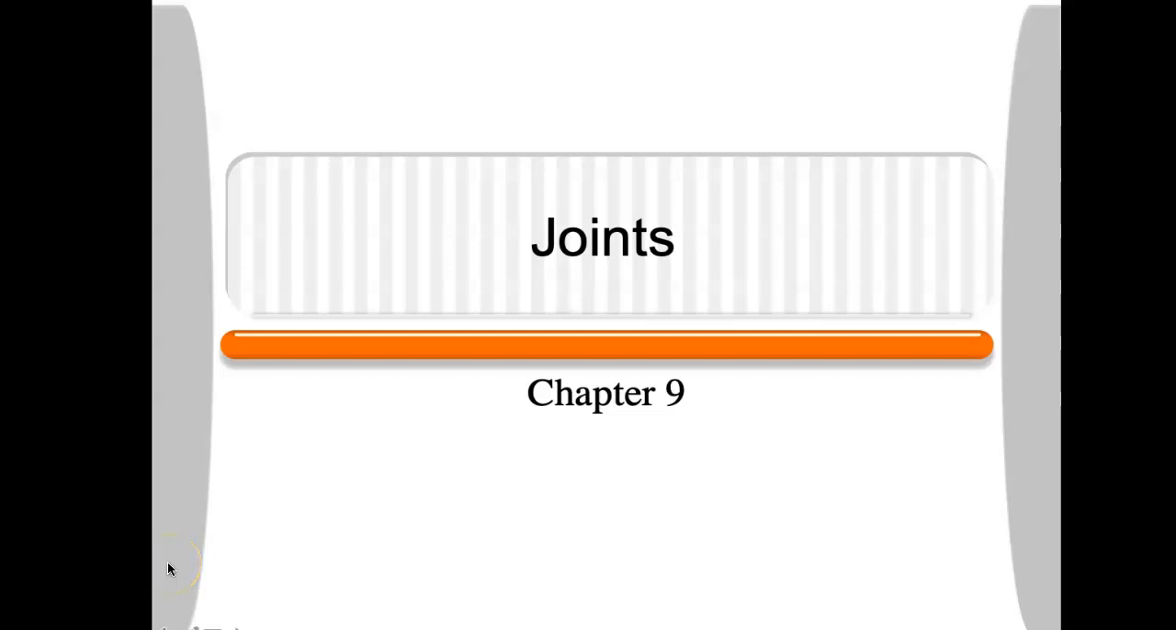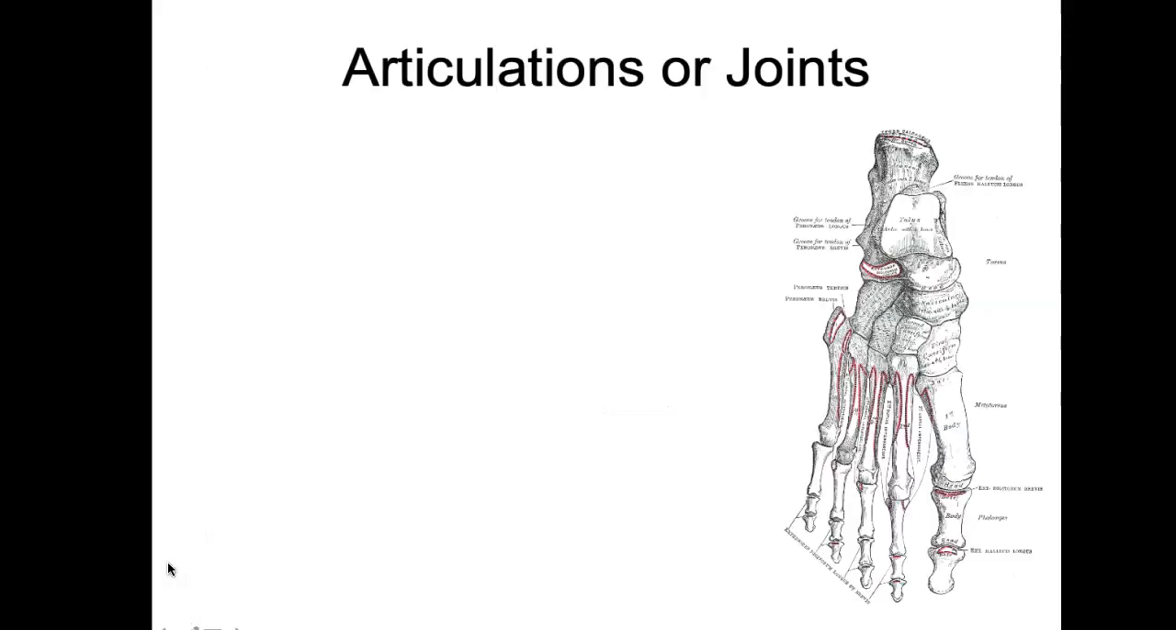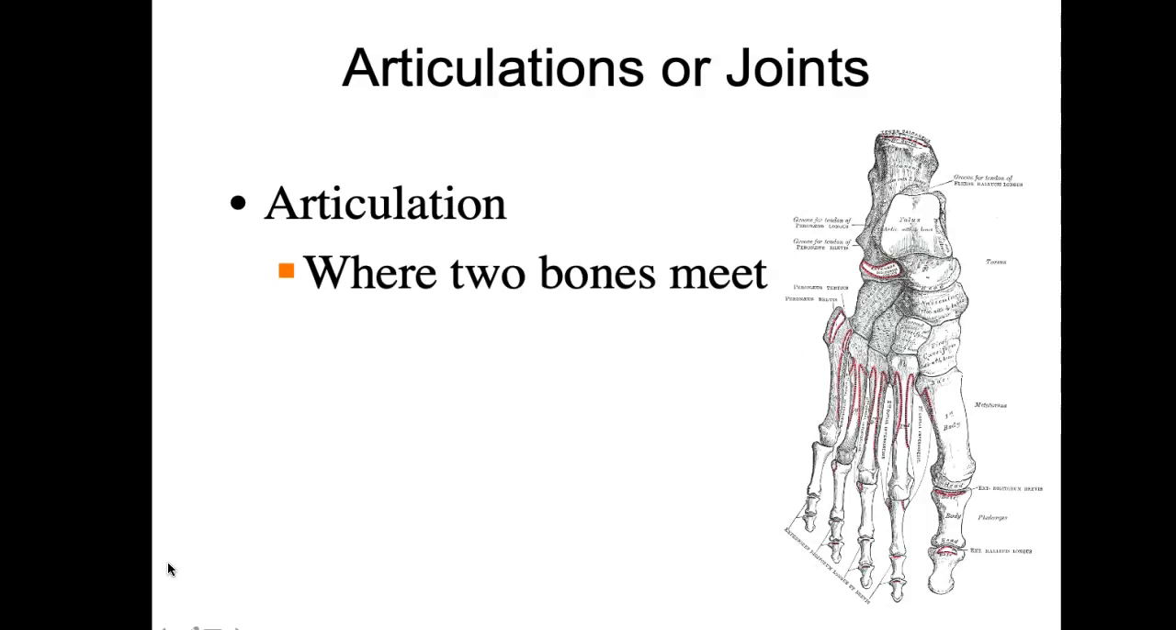Hello, welcome all of you to Chapter 9, which is about joints. And we're going to start with a definition of a joint. So a joint is an articulation. Here's a foot here. And it's really where two bones meet. Anytime you have an articulation, you have where two bones meet.